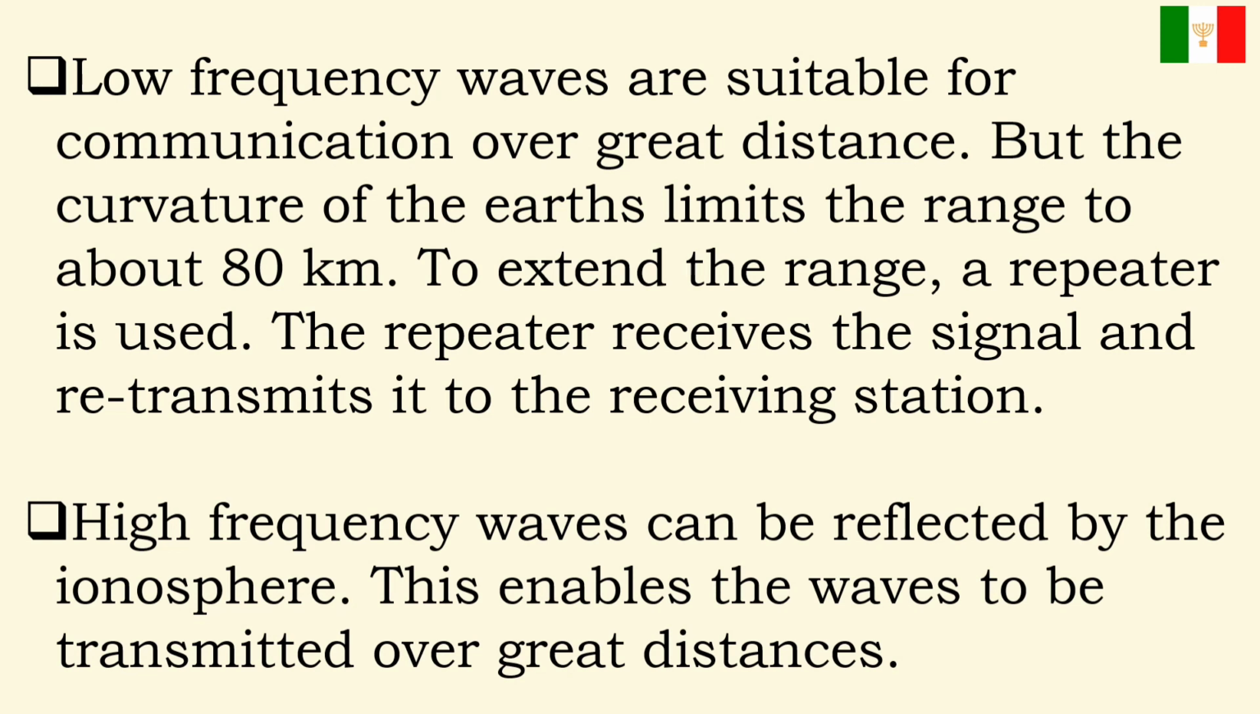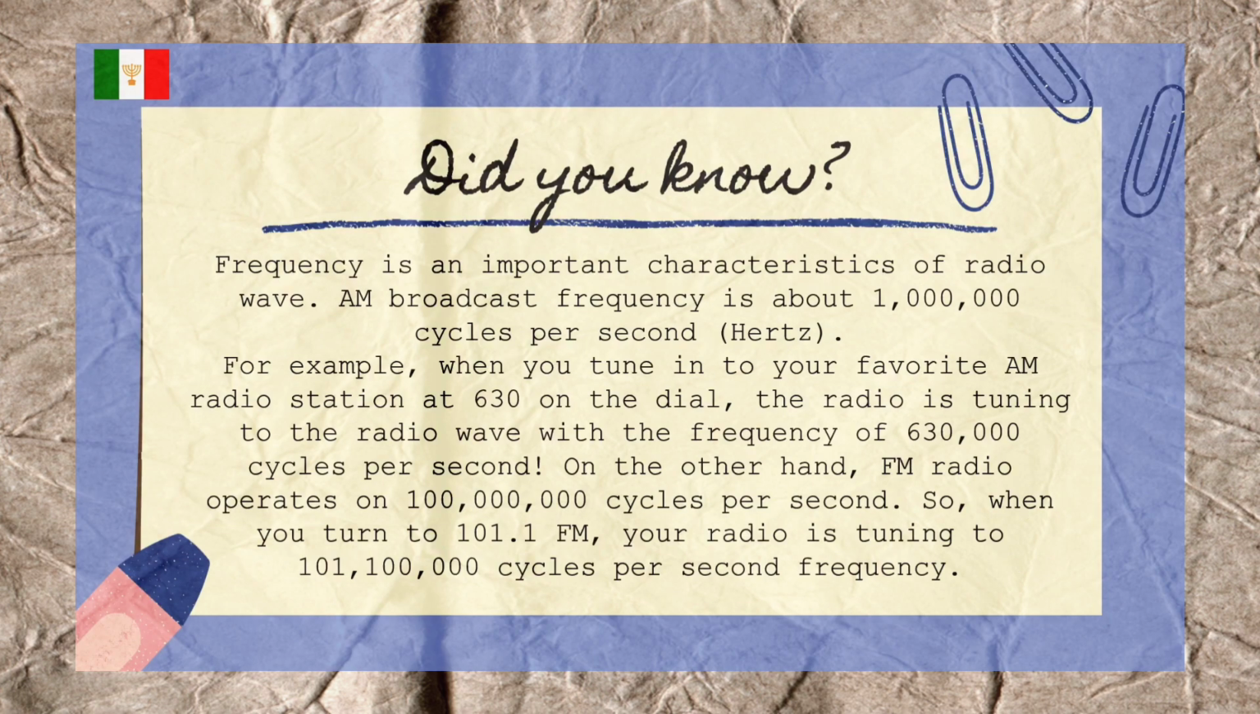Low-frequency waves are suitable for communication over great distance, but the curvature of the Earth limits the range to about 80 kilometers. To extend the range, a repeater is used. So, what is a repeater? The repeater receives the signal and retransmits it to the receiving station. High-frequency waves can be reflected by the ionosphere, and this enables the waves to be transmitted over great distances. Did you know?